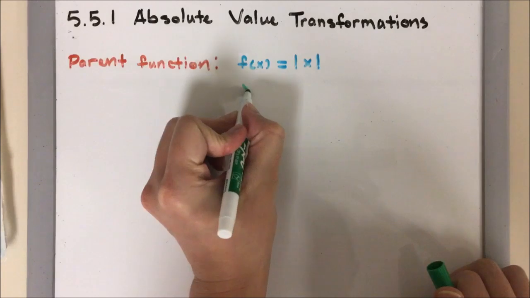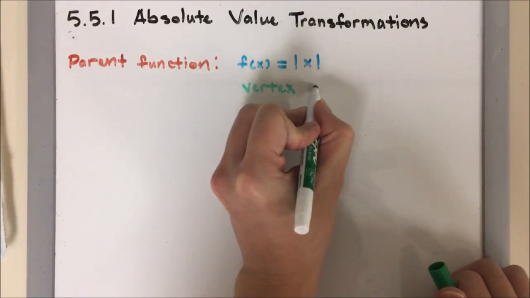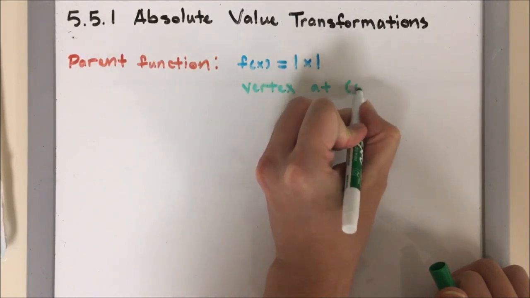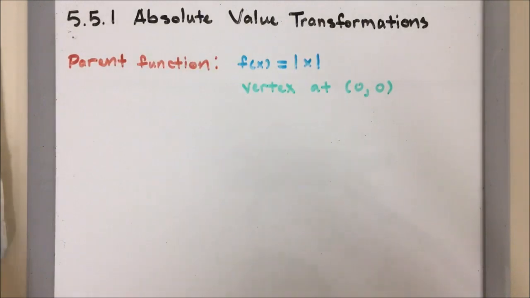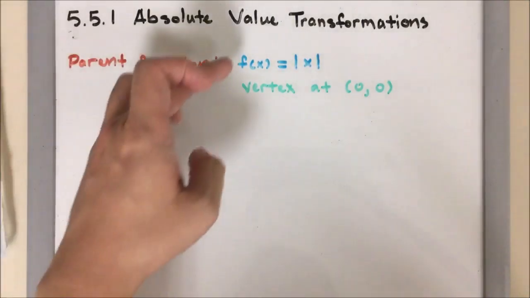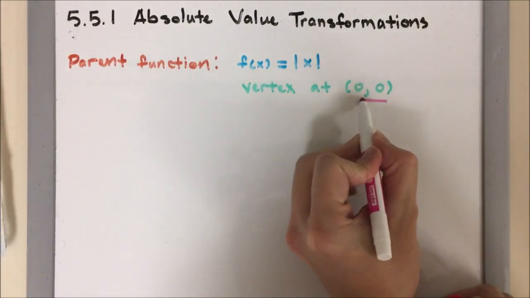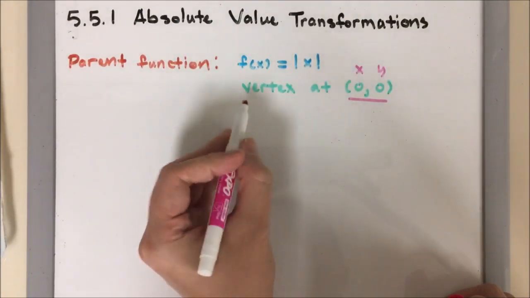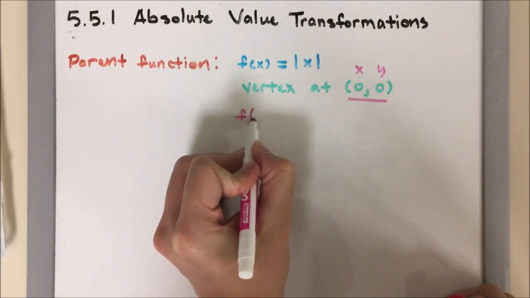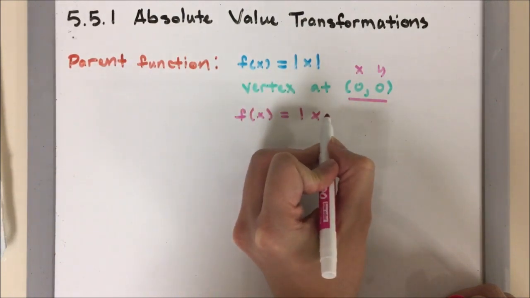So let me write vertex at 0, 0, also known as the origin point. Now you can rewrite the parent function f of x equals absolute value of x with the vertex like this. This is x and this is y. So you can rewrite it as f of x equal to the absolute value of x.